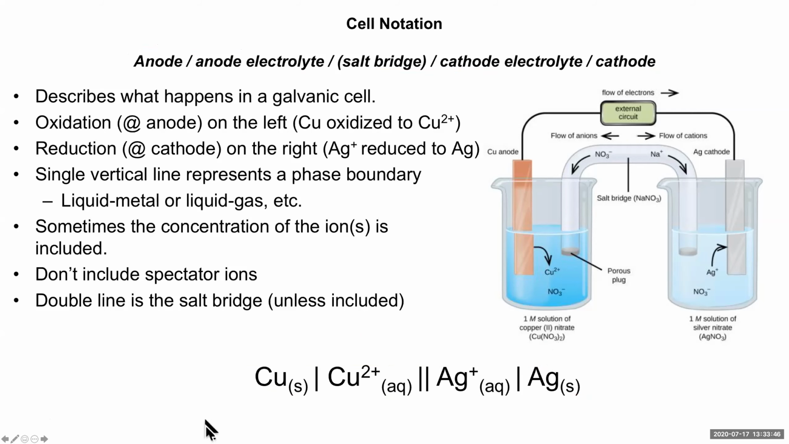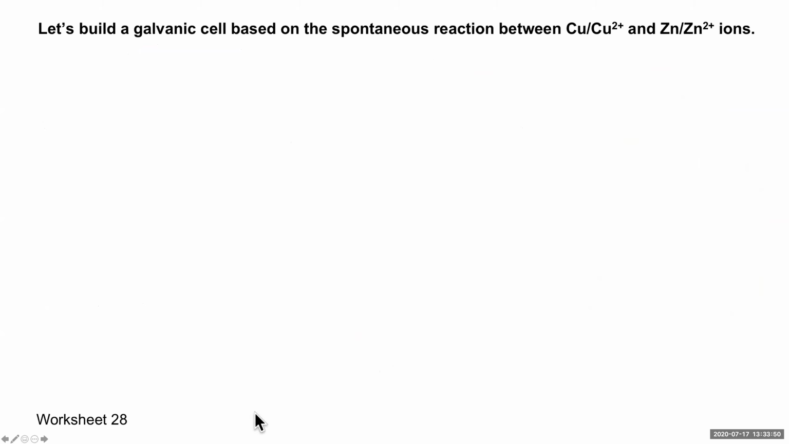All right, let's go on to the next slide. So this is an example. So this is a different one. So let's build a galvanic cell based on the spontaneous reaction between copper 2+ and zinc 2+ ions. So the spontaneous reaction, first of all, you have to know what the spontaneous reaction is. So let's see what's going on here.